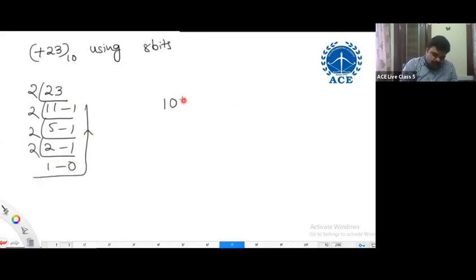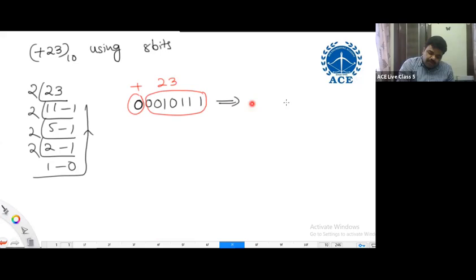1 0 1 1 1. But I need to use 7 bits for magnitude, means I need to append 2 zeros. What is this now? 23 magnitude. But I want to make it plus 23. Then appending a 0. What is this now? See, it is plus. It is 23. So it is plus 23 in which representation? In representation, signed magnitude.